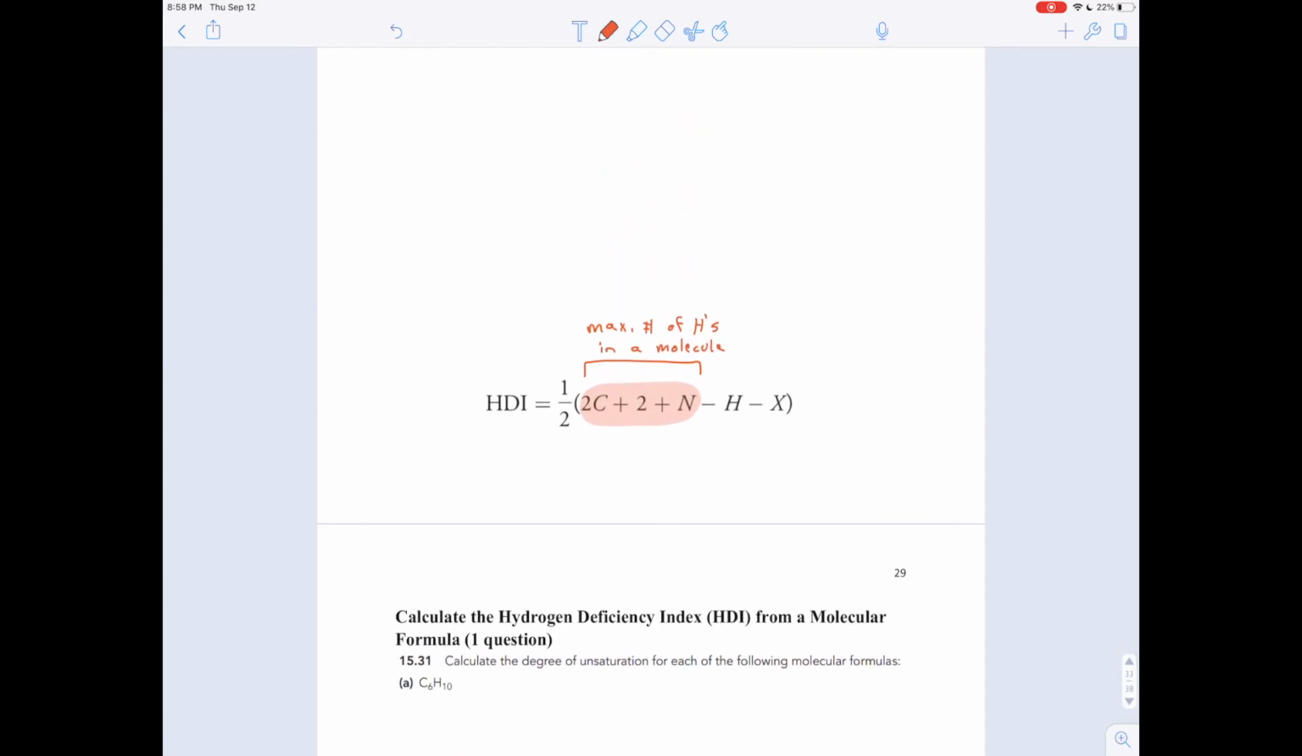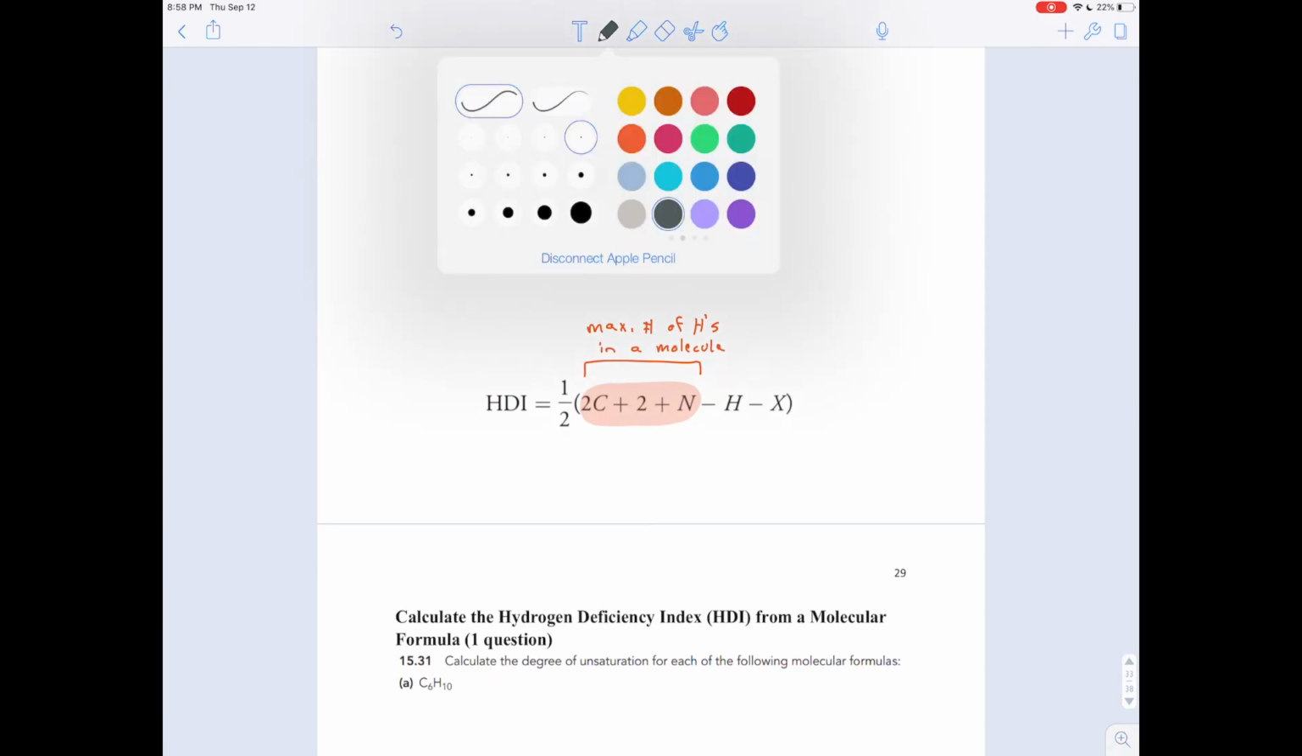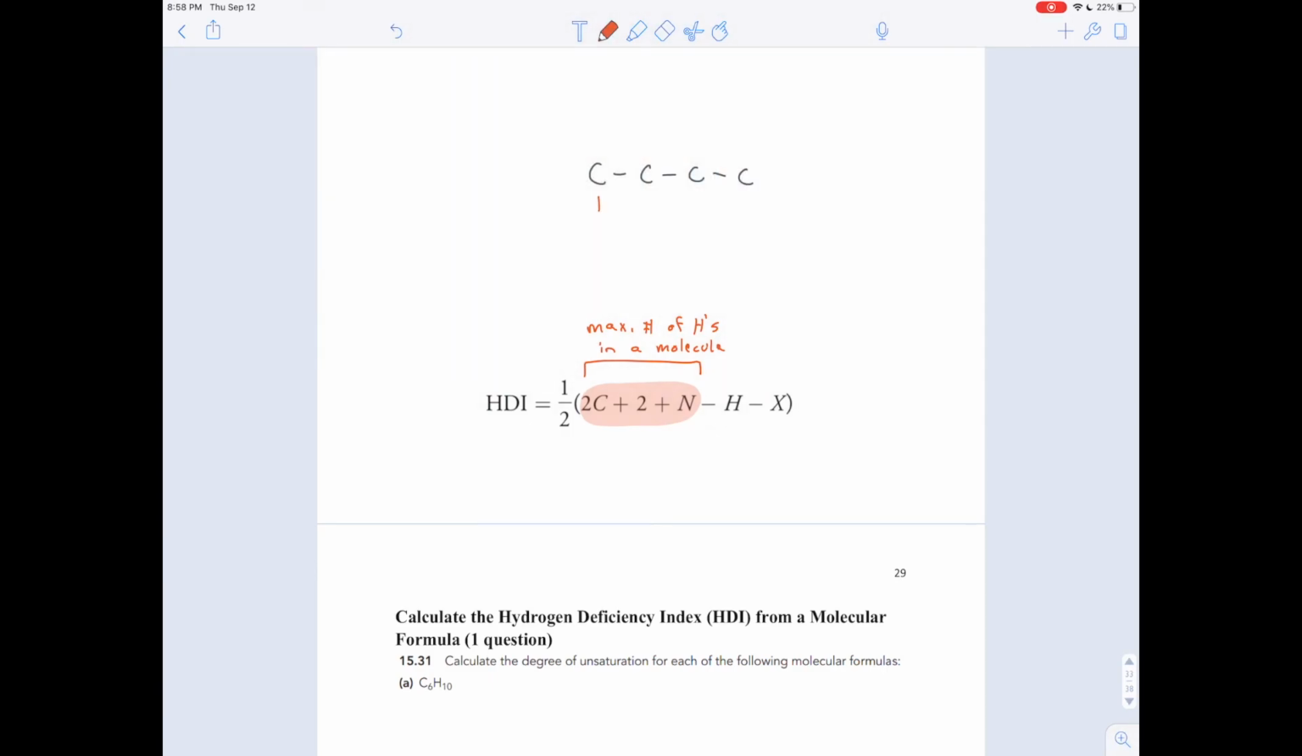Let's think about why. If you have a carbon chain with all single bonds, then you could have, first, twice as many hydrogens, one going up and one going down, twice as many hydrogens as carbons, then plus the 2 on the end. So 2 carbons plus 2. That's the maximum number of hydrogens you can have coming from carbon.